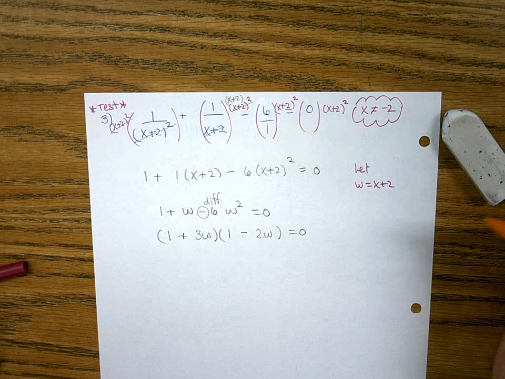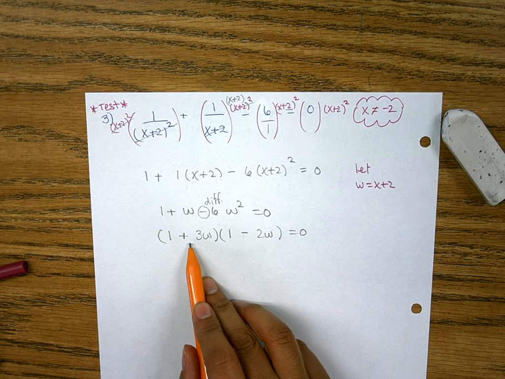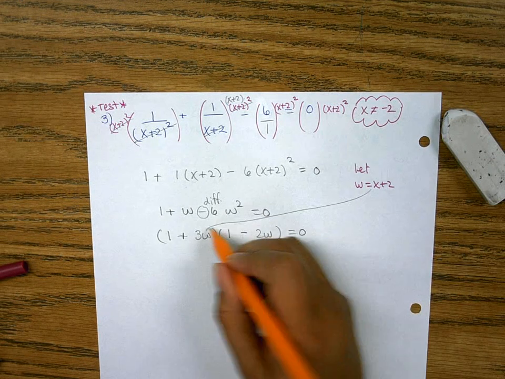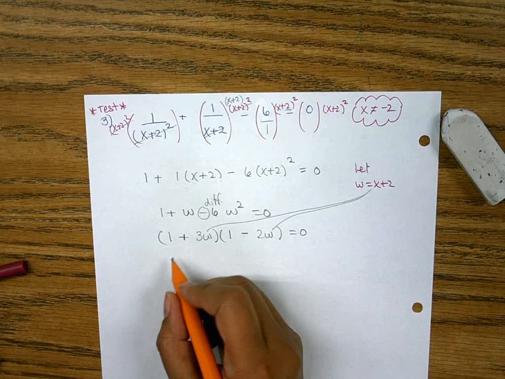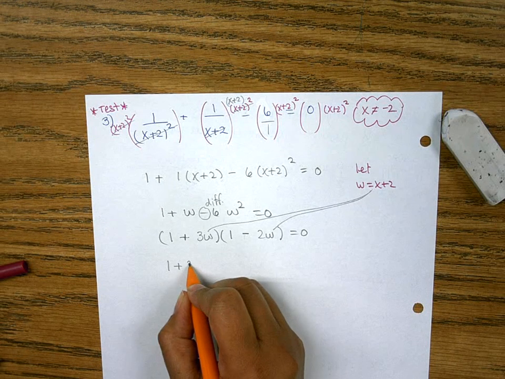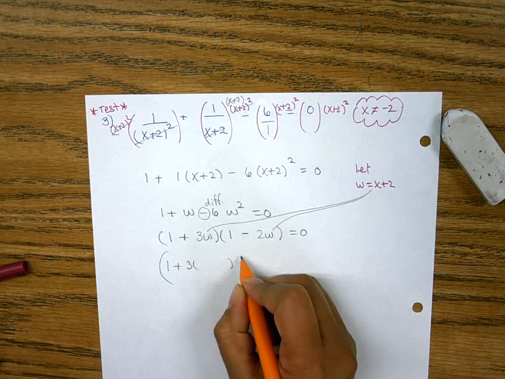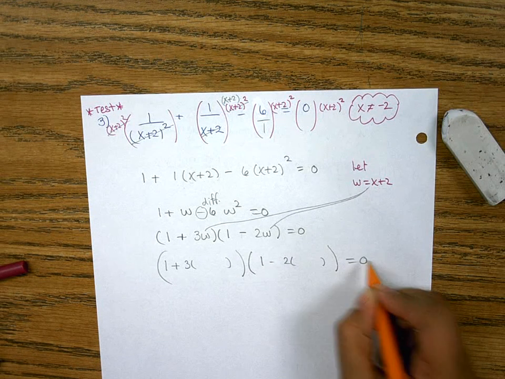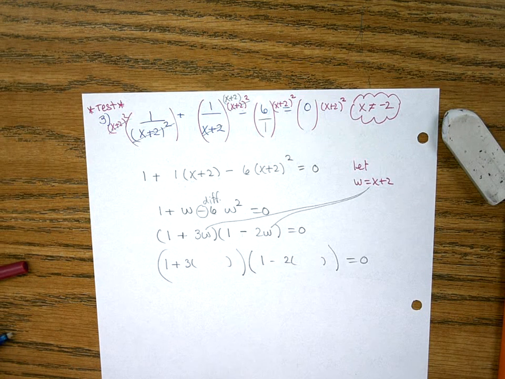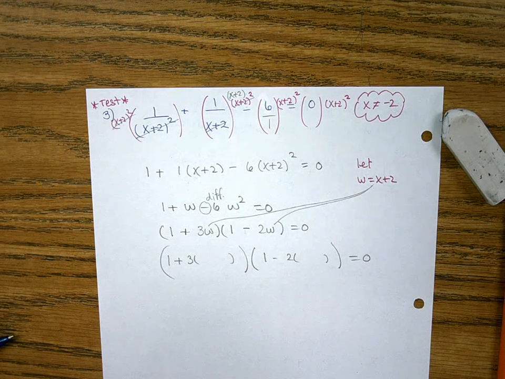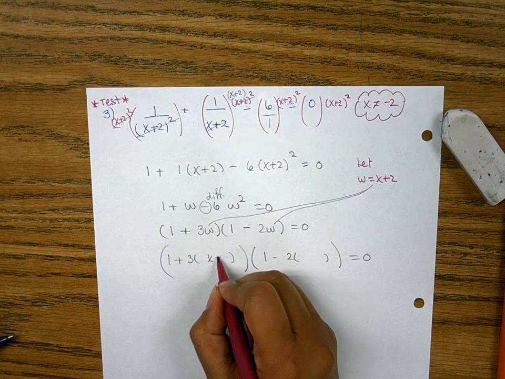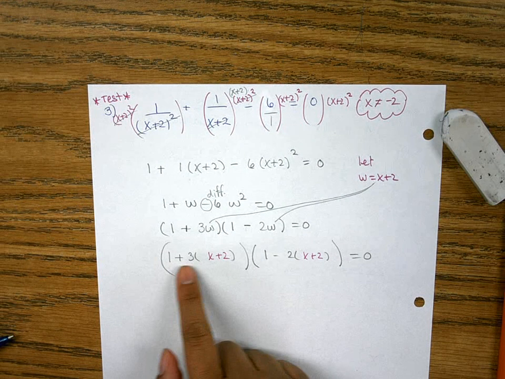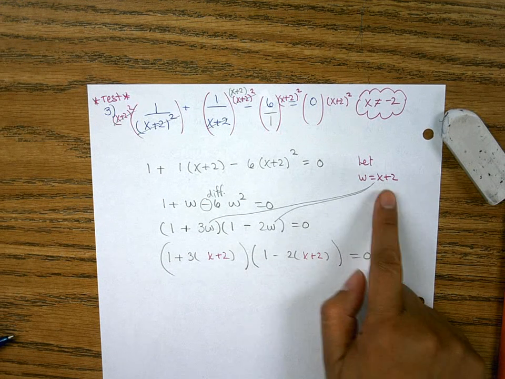And now you can solve or you can plug back in and solve. It does not matter. Some kids will solve for w and then plug the w back in. I'm going to plug it in now just because that's where we typically did it in the past when we were just factoring. 1 plus 3 blank exaggerated parentheses. 1 minus 2 blank exaggerated parentheses. What goes in the blank where the w used to be? The x plus 2. You see how that works?